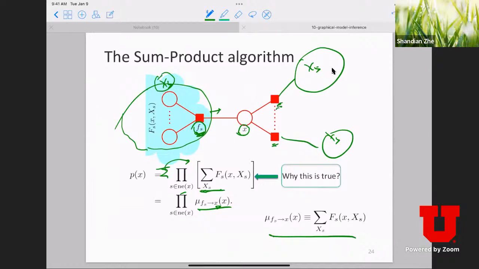And we know that because those messages can be computed simultaneously and independently, we can decompose the computation. Our idea will be: how can we find a recursive or efficient way to compute each message sent from different neighboring factors to x? Does it make sense?